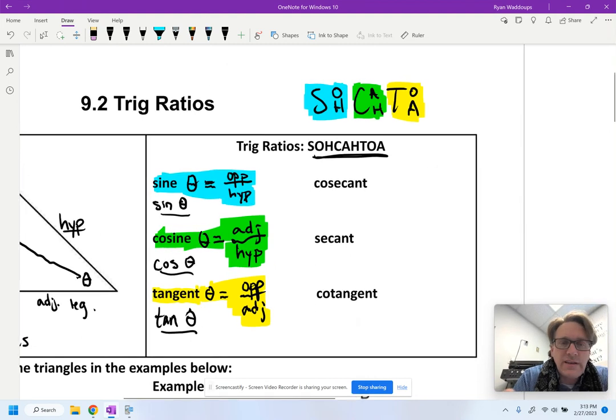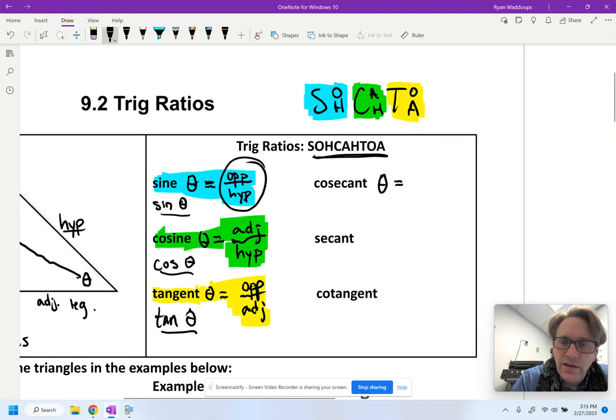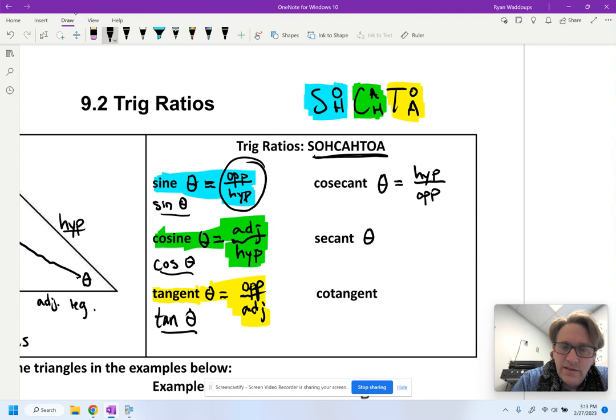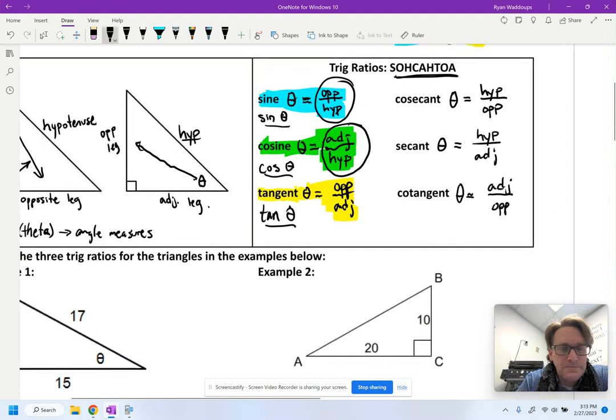Okay, the cosecant of theta is the inverse of the sine, and so it's the hypotenuse over the opposite leg. And the secant of theta is the opposite of the cosine, and so it's the hypotenuse over the adjacent. So it's just flipped, right? And the cotangent of theta is the opposite of the tangent, and so that would be the adjacent leg over the opposite leg. All right.